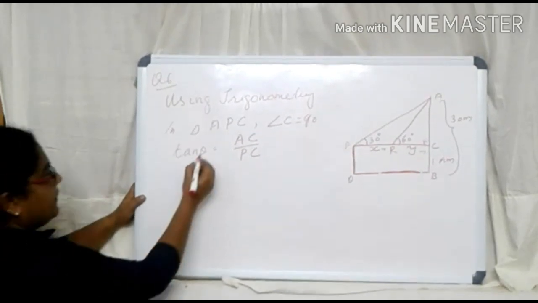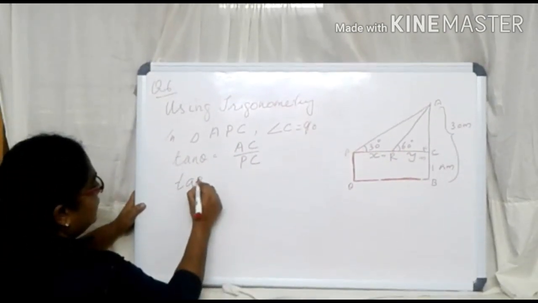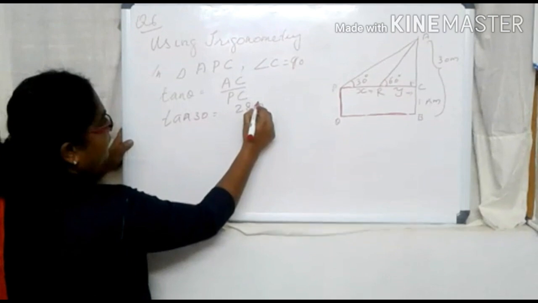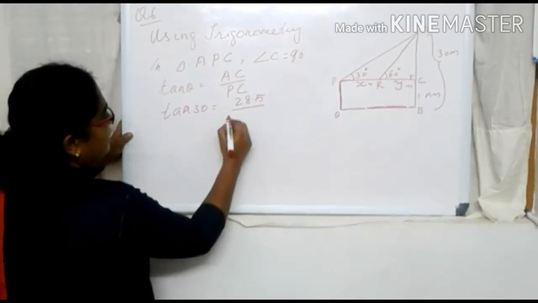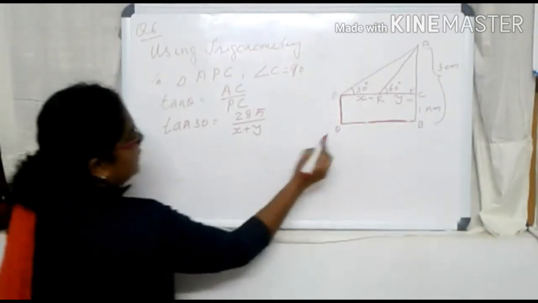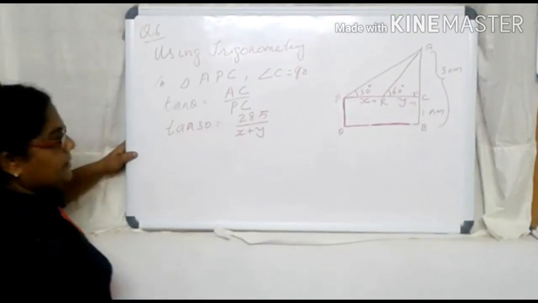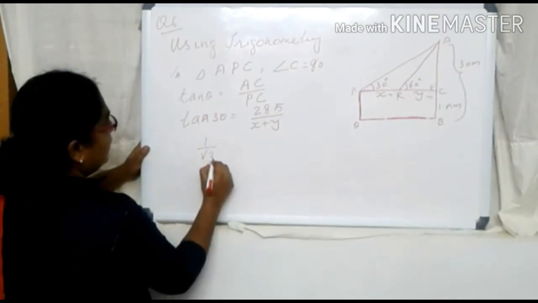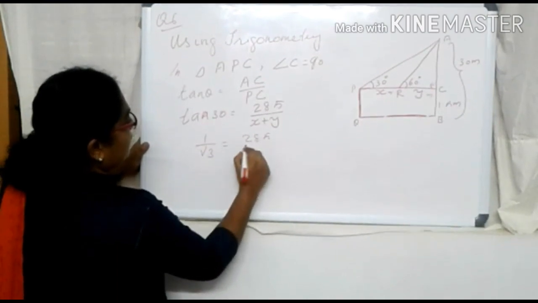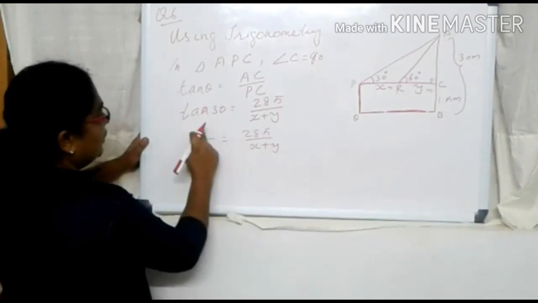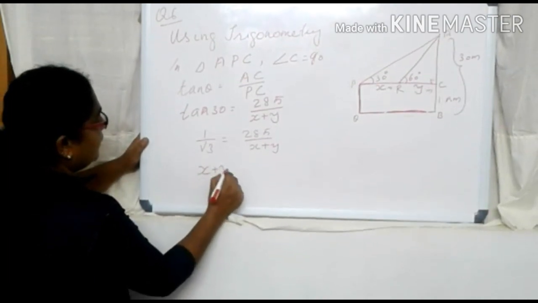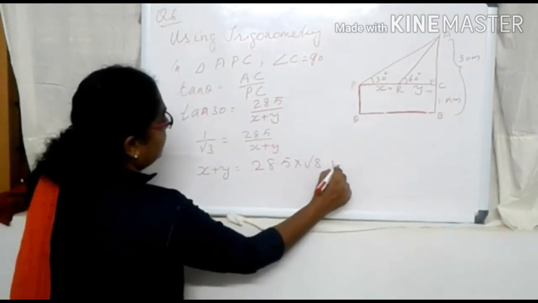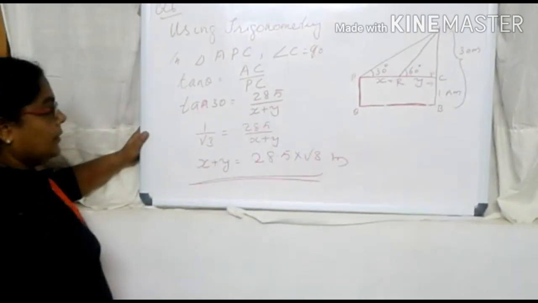So what's the value of theta? 30 degrees. Therefore tan 30 equals, what is AC? AC is equal to 28.5 by PC. What is PC? X plus Y, because up to here it is X and this is Y. PC is equal to x plus y. Now what is the value of tan 30? That is 1 by root 3 equals 28.5 by x plus y. While doing the cross multiplication, what will we get? x plus y equals 28.5 into root 3 meters. That is the value of x plus y.